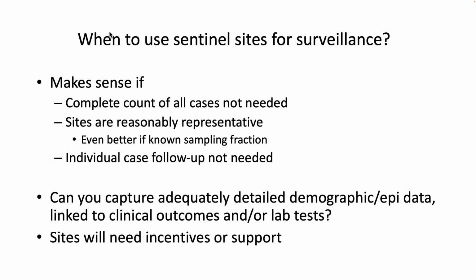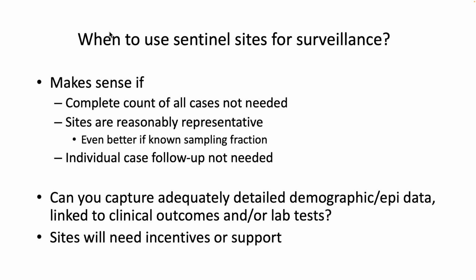So when can you use sentinel surveillance? Sentinel surveillance makes sense if you don't need a complete count of every single occurrence of a case. It's also good if the sites that you choose are reasonably representative, and it's even better, as I mentioned, if you have a systematic sample from a frame, like a 10% sample or a 3% sample of all of the sites that could potentially be taking part in the surveillance activities for the outcome of interest.